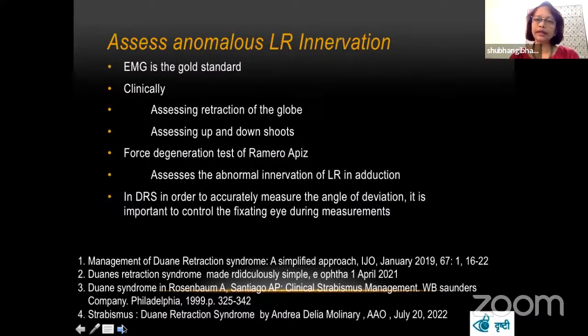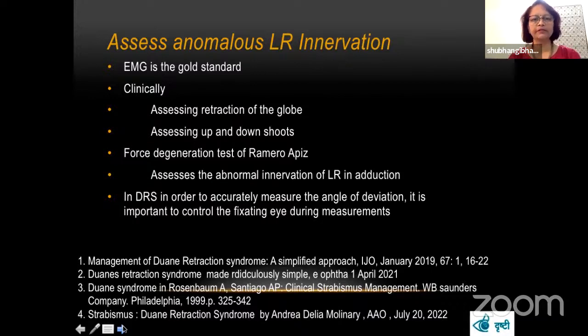The most important thing in managing Duane's retraction syndrome is to assess the abnormal LR innervation. EMG is the gold standard, but it is not available to everyone. Clinically, we can assess the anomalous LR innervation by assessing the retraction of the globe and the up and down shoot. The more severe the retraction and the more severe the up and down shoots, the more severe the anomalous LR innervation.